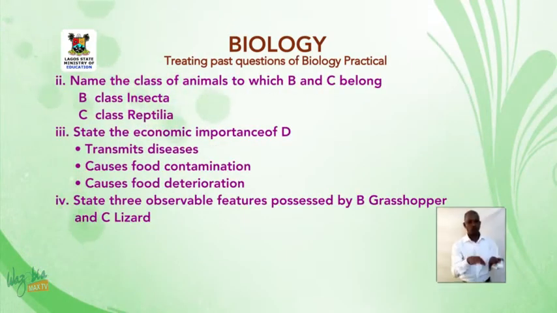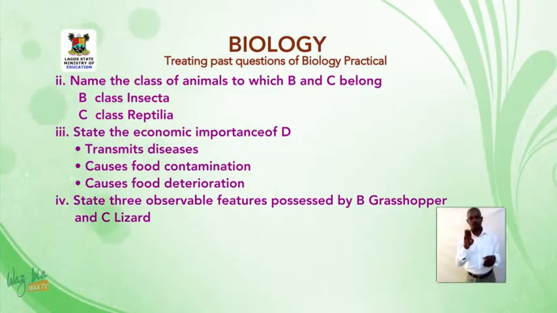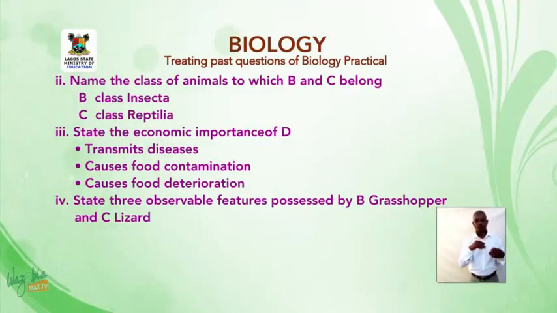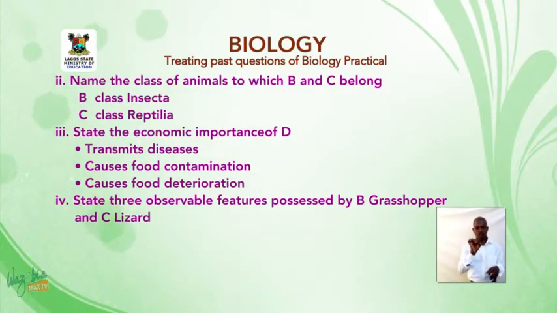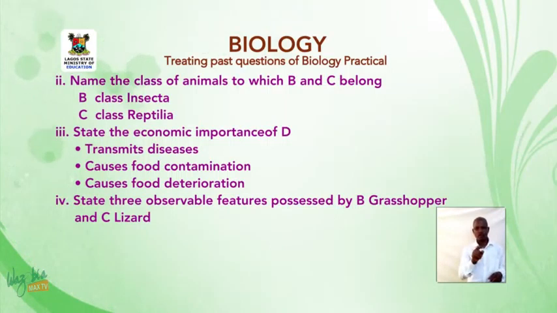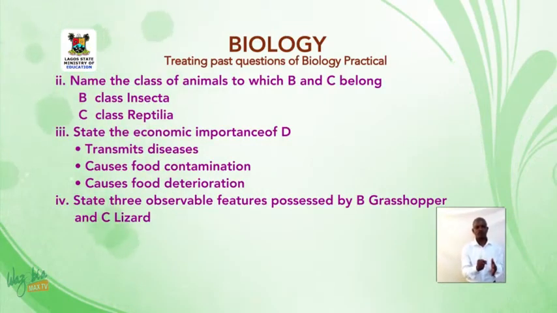Roman figure 2. Name the class of animals to which B and C belong. B, which is the grasshopper or locust, belongs to class Insecta. C, which is lizard, belongs to class Reptilia. Note, you have to start Insecta with a capital letter and Reptilia with what? Capital letter.